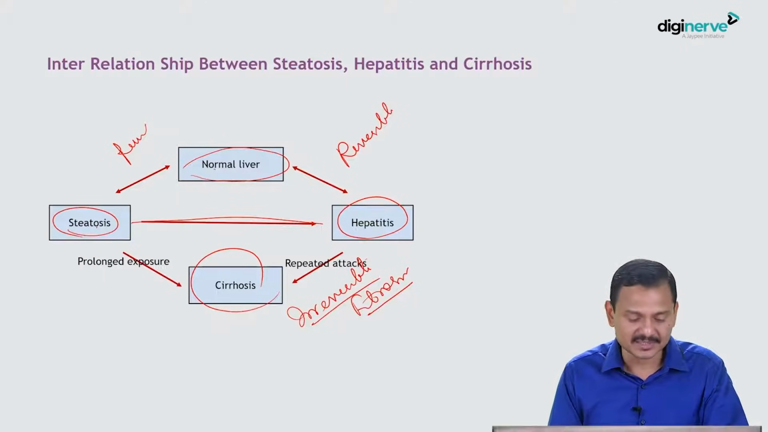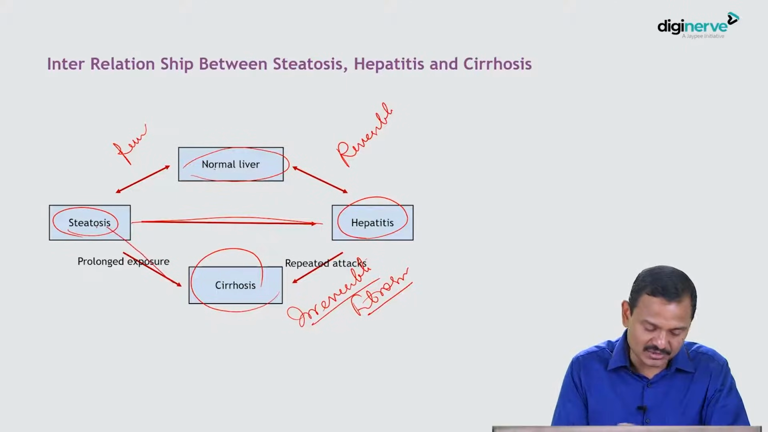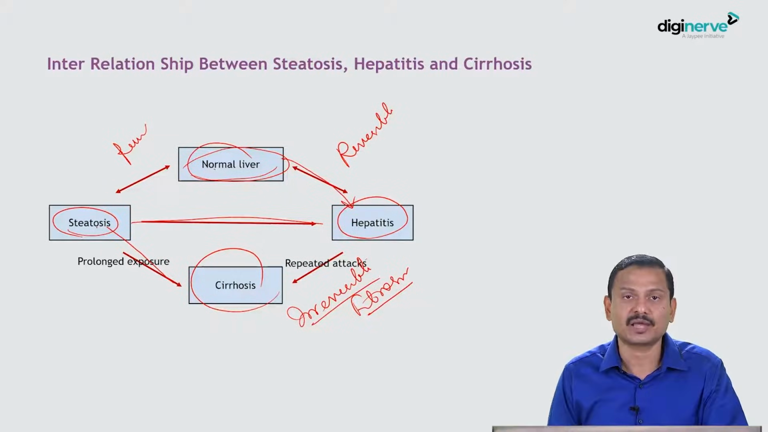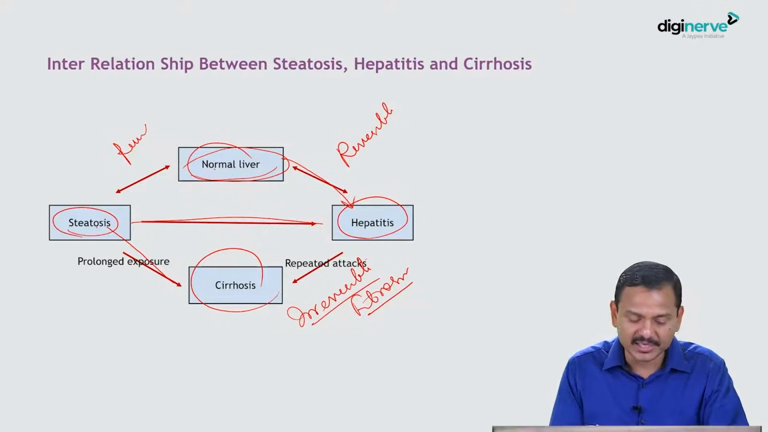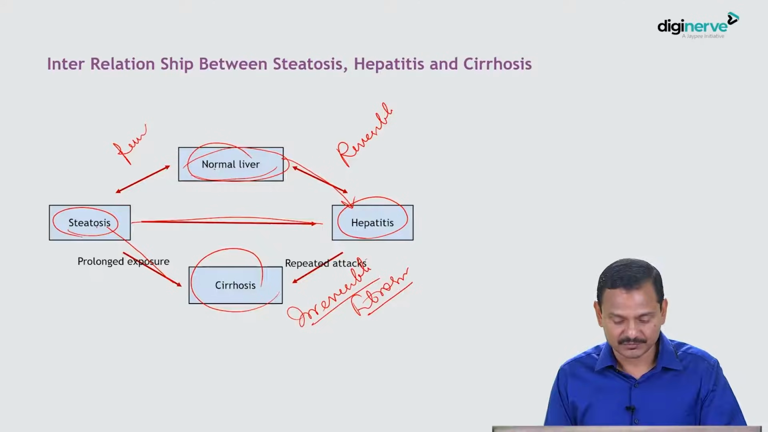And then you have to remember that a normal liver can go to steatosis, steatosis can go to hepatitis, but it can so happen that steatosis can directly go to cirrhosis, or a normal liver can go directly to hepatitis without going through a steatosis phase.